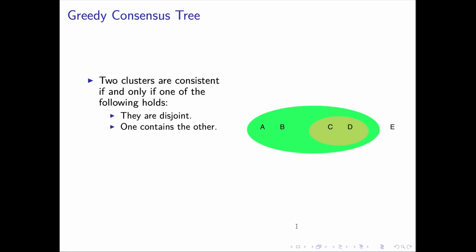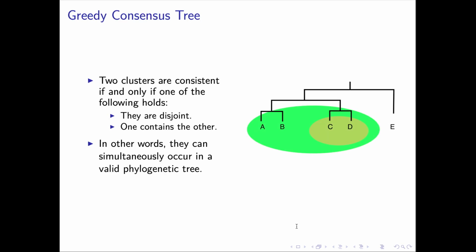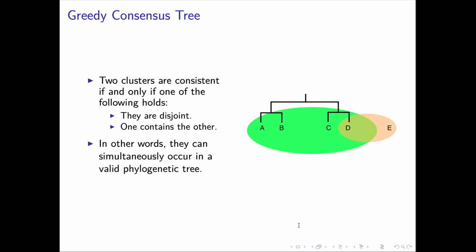So what does consistency really mean? Consistency means these two clusters can simultaneously occur in a single valid phylogenetic tree. For example, here, ABCD and CD can simultaneously occur in this valid phylogenetic tree. If we move the cluster CD to cluster DE, then these two clusters are not disjoint and neither contains the other one. In this case, these two clusters are not consistent.